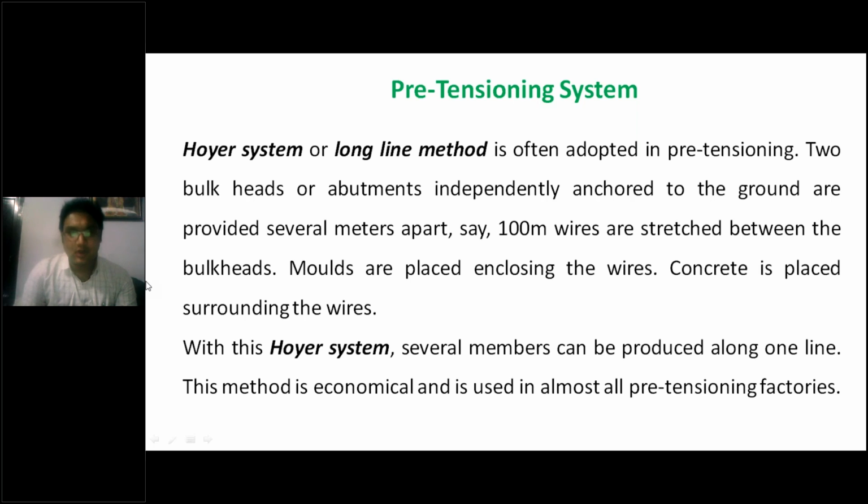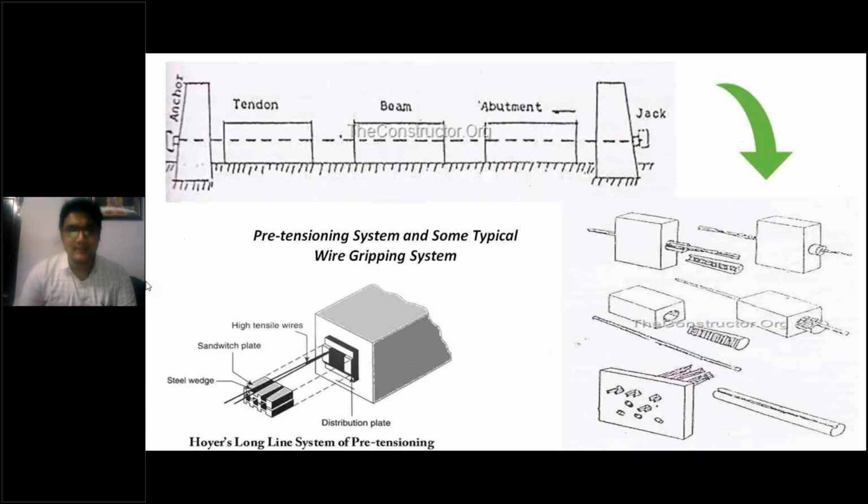Exactly. So doing all elements at a time within the length, this method is going to be economical and is used in almost all pretensioning factories nowadays. So that is what the Hoyer system or long line method is. Now you can see what exactly the Hoyer system is. Let's try to see the first picture.